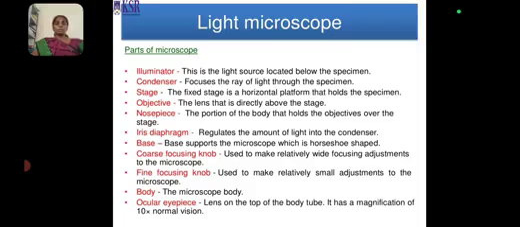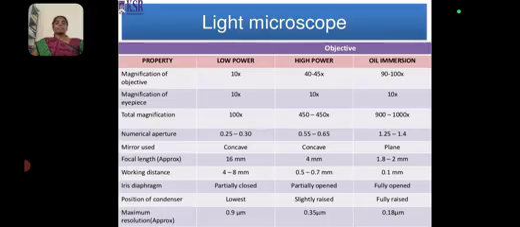The base of the body supports the microscope, which is horseshoe shaped. Then the coarse focusing knob, which is used to make relatively wide focusing adjustments to the microscope, with which we can view the objects. The fine focusing knob is used to make relatively small adjustments to the microscope. Then next one is the ocular piece. The lens on the top of the body tube is called the ocular piece, which has a magnification of 10x. And this is the difference from the objective lens.